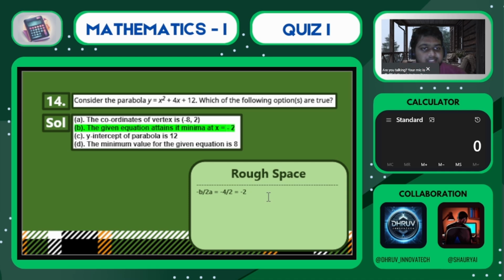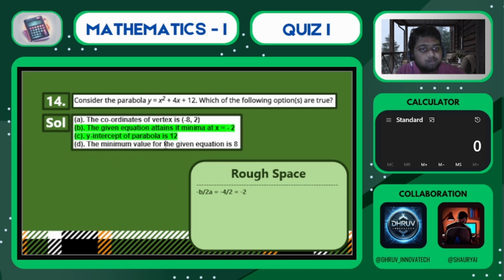ओके, तो अब नेक्स्ट है कि हमारा पैराबोला का जो y इंटरसेप्ट है वो 12 है, जो कि वापस सही है. इसके लिए आप सीधे x की जगह पे 0 पुट कर सकते हो, आपको वैल्यू y की 12 मिल जाएगी. तो ऑप्शन सी भी करेक्ट है.